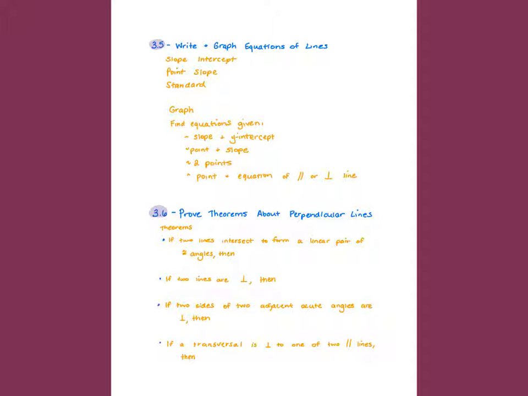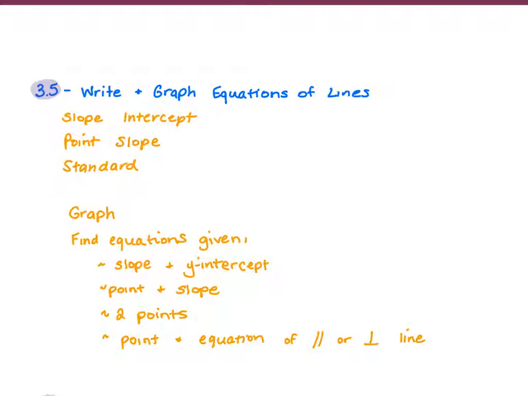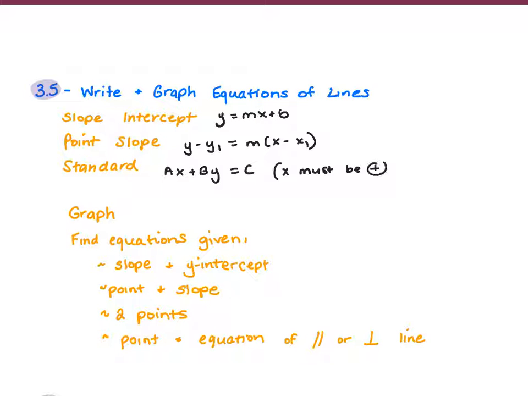All right, 3.5 was our equations of lines and graphs of those equations of lines. So slope intercept was one form, which is your y equals mx plus b. Point slope is y minus y1 equals m times x minus x1. And then standard form is ax plus by equals c, and this is x must be positive, no fractions or decimals.